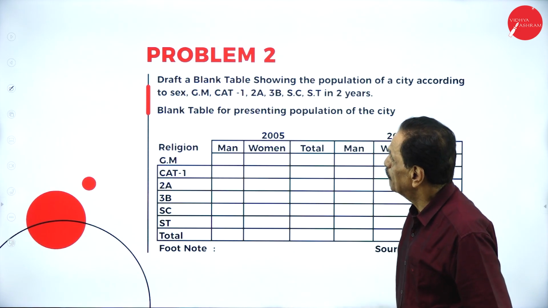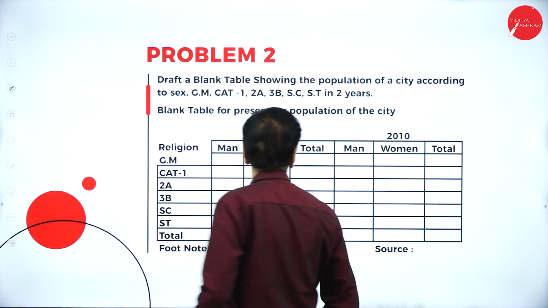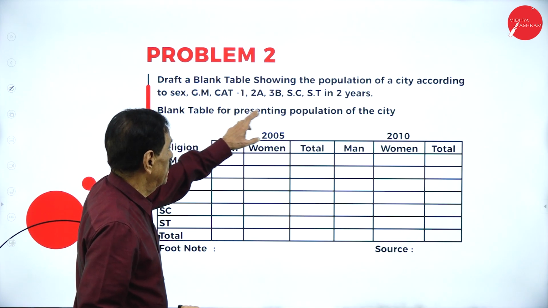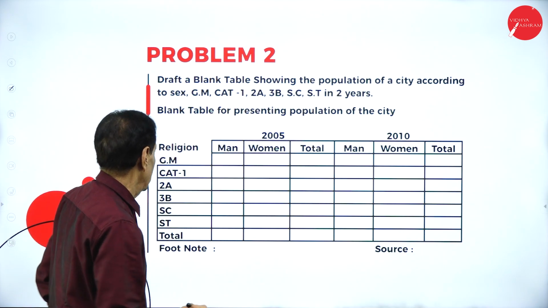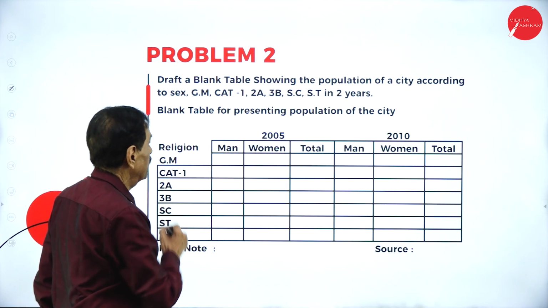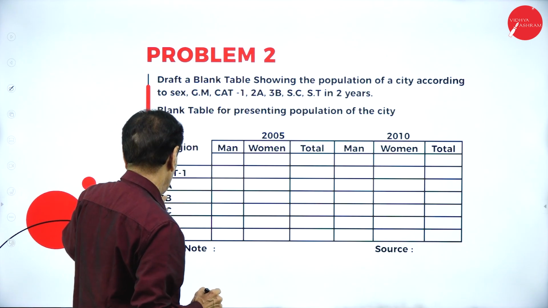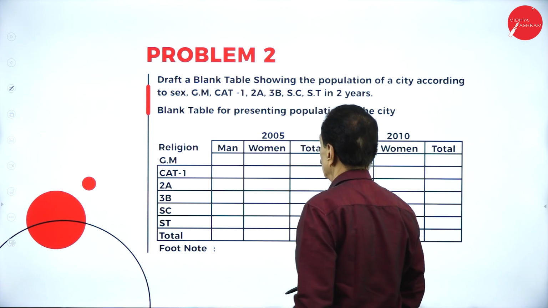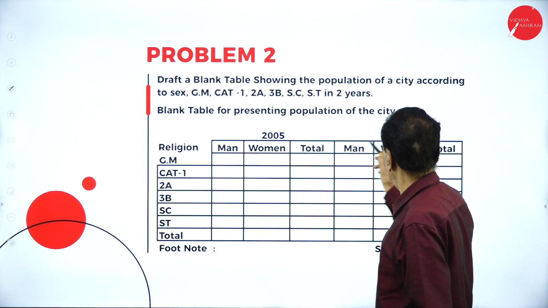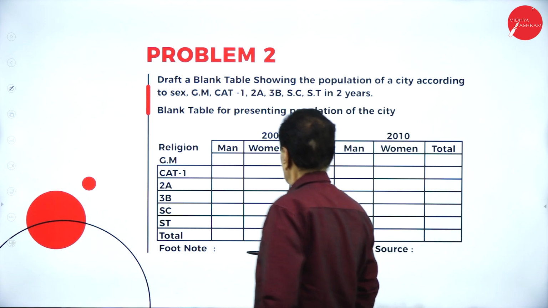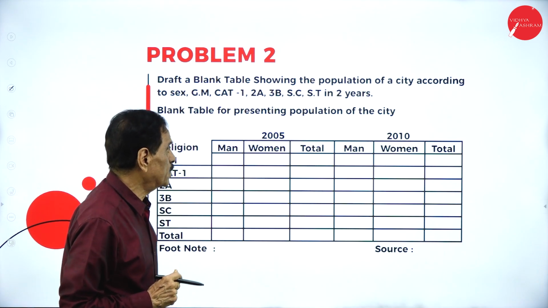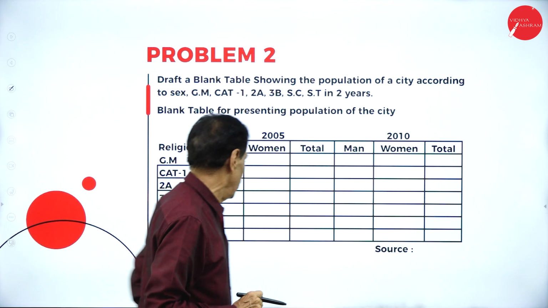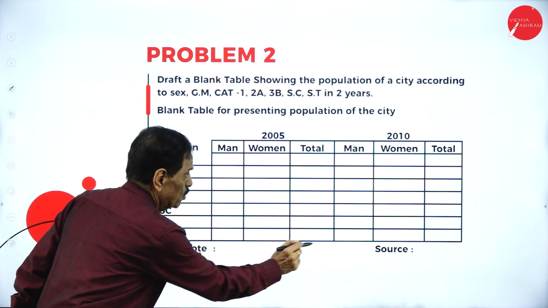Now, we'll go to the second problem. Draw a blank table showing the population of a city according to sex, religion and community, for two years. So, general merit, category 1, 2A, 3B, SC, ST, total. Now, for how many years? Two years, 2005 and 2010. Then according to sex, men, women, total, for 2010 as well, men, women, total. How we give the footnote and the source.